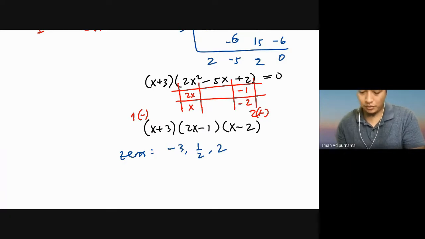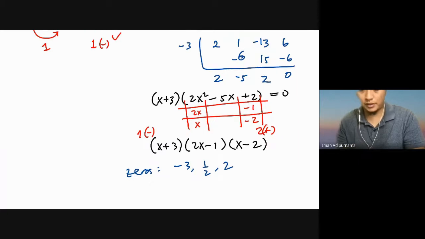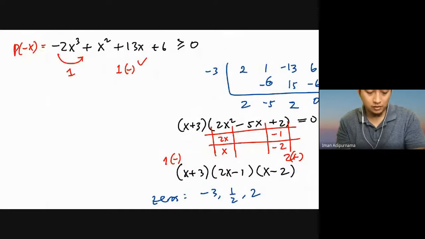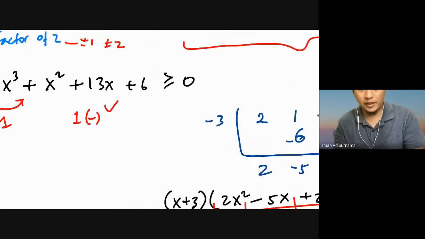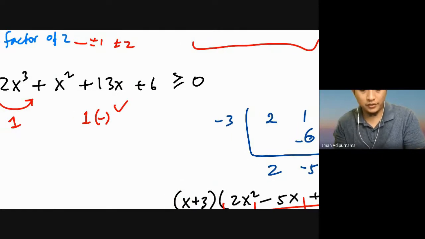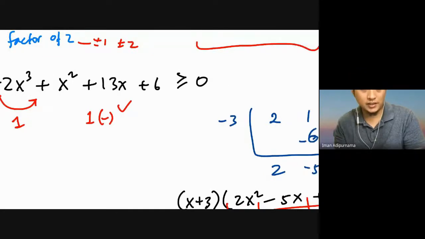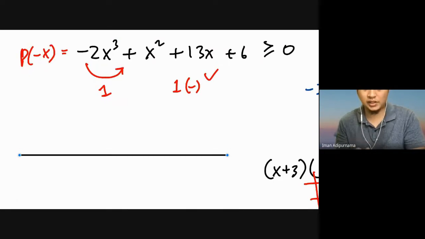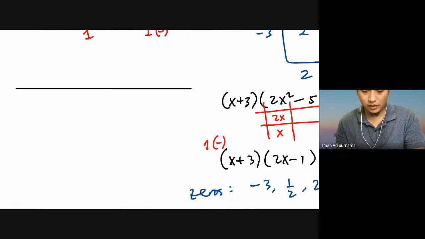And how do we make our conclusions? So this is not our answer. Our answer is based on the inequality. We need to find the interval where the whole polynomial is at least 0, or greater than 0. So we can make our number line. I always suggest using a number line, and you need to familiarize yourself with it. It is so powerful, so useful.